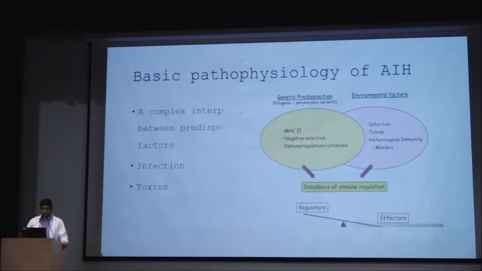Coming to the basic pathophysiology of autoimmune hepatitis, autoimmune hepatitis is a complex interplay between predisposing factors like genetic predisposition and environmental factors like triggers.